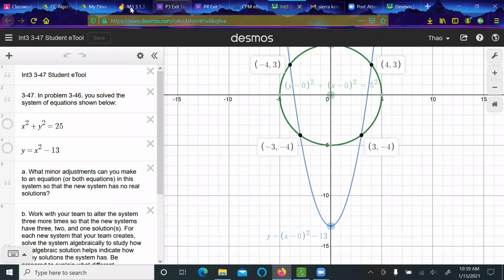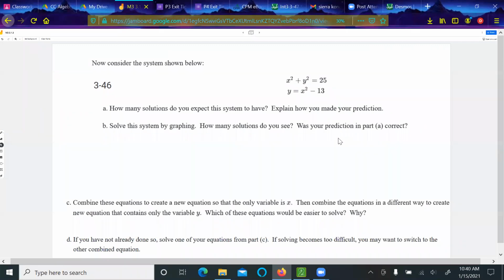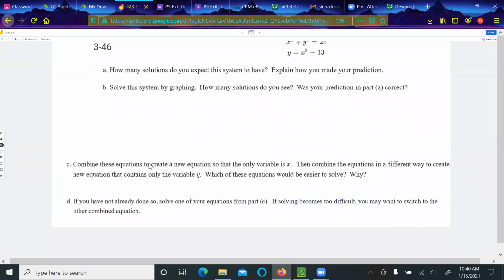So now I need to go back to the Jamboard. Let's see. How many solutions did we expect? I expected either 4, 3, 2, or 1. We solved it by graphing. Now combine these equations to create a new equation so that there's only an x in the equation. There's no y. Then combine the equations in a different way so that there's only a y and not an x. Okay, which of these equations would be easier to solve and why?